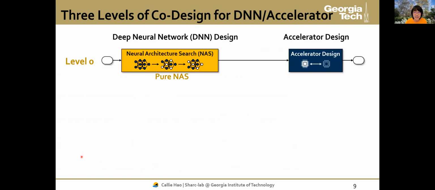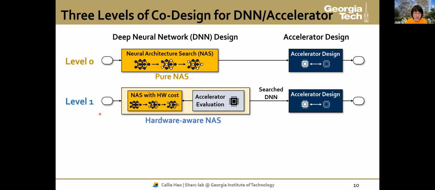And if we go back to the DNN accelerator design using this analogy, let's see how it looks. At level 0, there's no co-design at all. So the first step is using pure NAS to design a deep neural network. We conduct a neural architecture search, and then after that, we move to accelerator design. So this is 0 co-design. And if we want to be smarter, let's recall the plate. When we are baking the cake, we want to have an estimation of how big the plate is. So at level 1, things are similar here. We do a NAS, and we want it to be hardware aware.